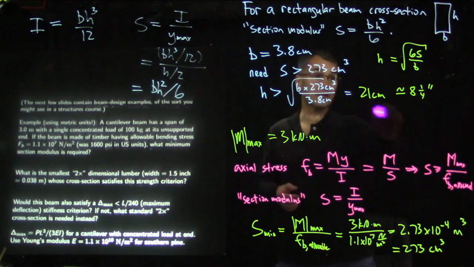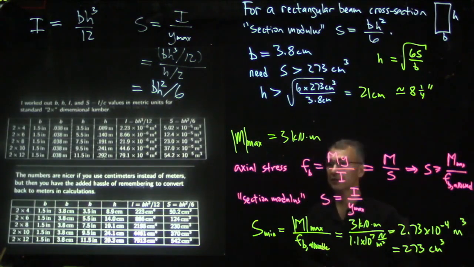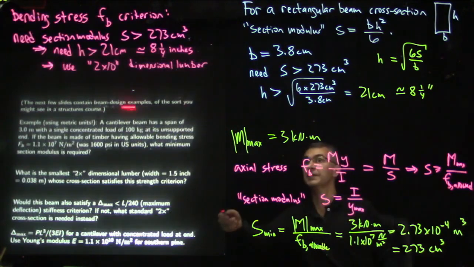And I have all these in a table in a moment. So over here, I have a table, and you see if we need 273 cubic centimeters, a 2x8 is too small. A 2x10 is easily big enough for that section modulus. So we have 230 cubic centimeters for 2x8. That's not big enough. 370 for 2x10 is big enough for this criterion. This is a strength criterion. There's also going to be a stiffness criterion. Okay, I re-summarized that up here.